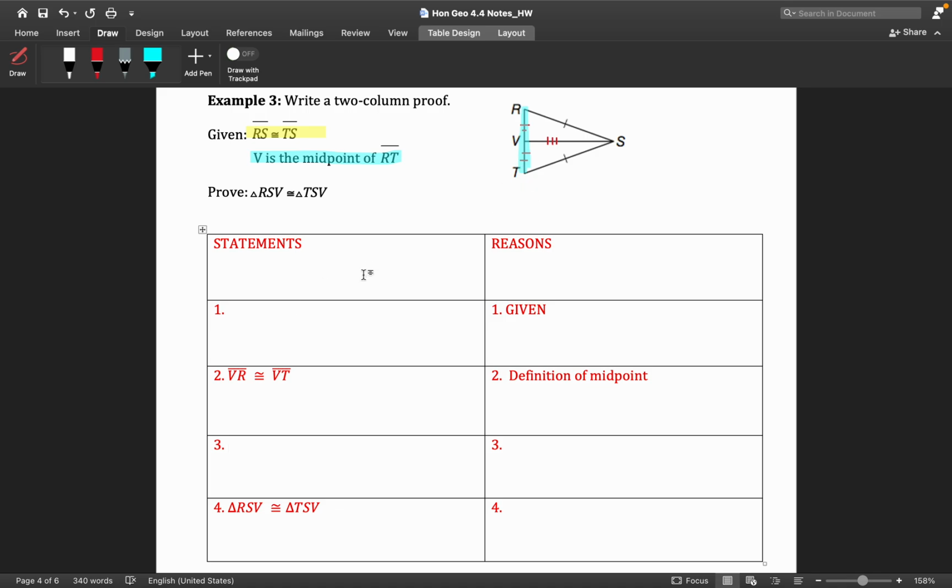The last thing I need to show is that VS is congruent to VS. Or SV is congruent to SV. Either way. And if something is congruent to itself, we didn't switch the order of the letters, that is our reflexive property. So finally, I've got everything marked in. I've got three pairs of matching sides, which means that I can just say by side, side, side, I've got congruent triangles.